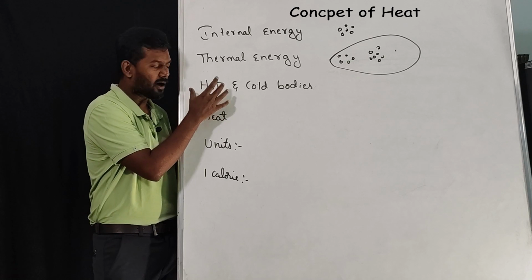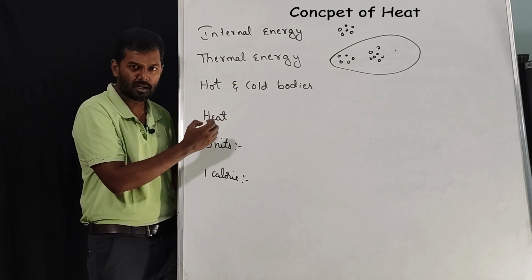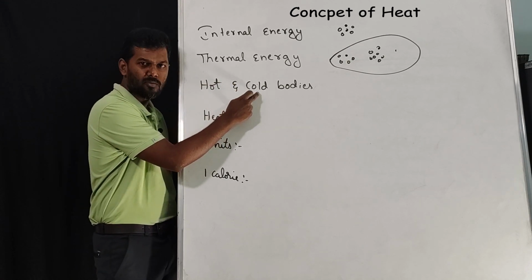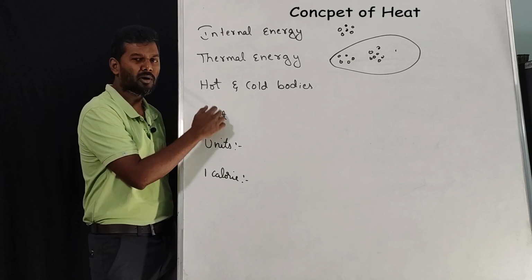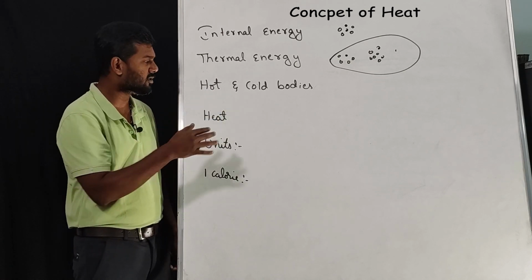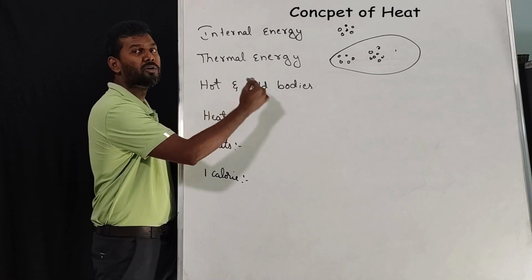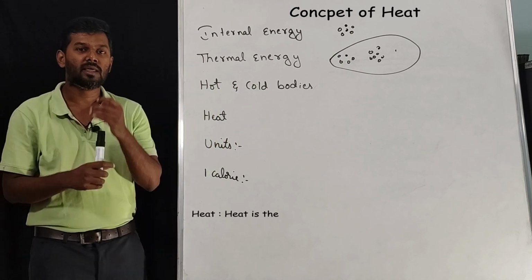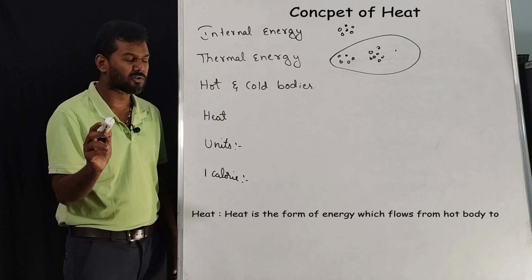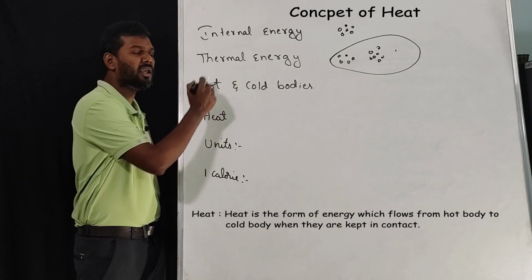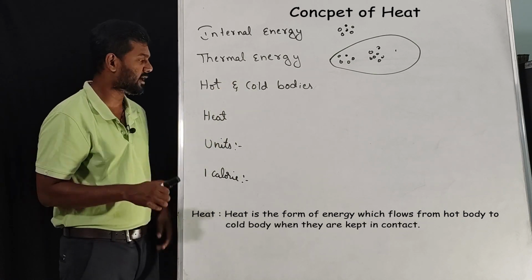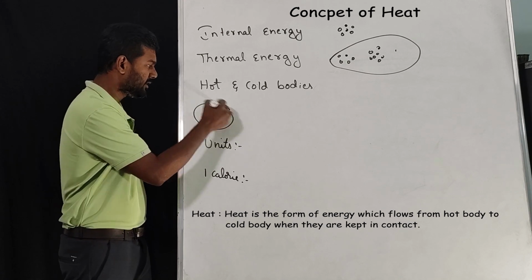So whenever you keep a hot body and a cold body in contact, the internal energy of the cold body increases and the internal energy of the hot body decreases. That shows energy flows from hot body to cold body. So heat is a form of energy which flows from hot body to cold body whenever they are kept in contact. That is the definition of heat.